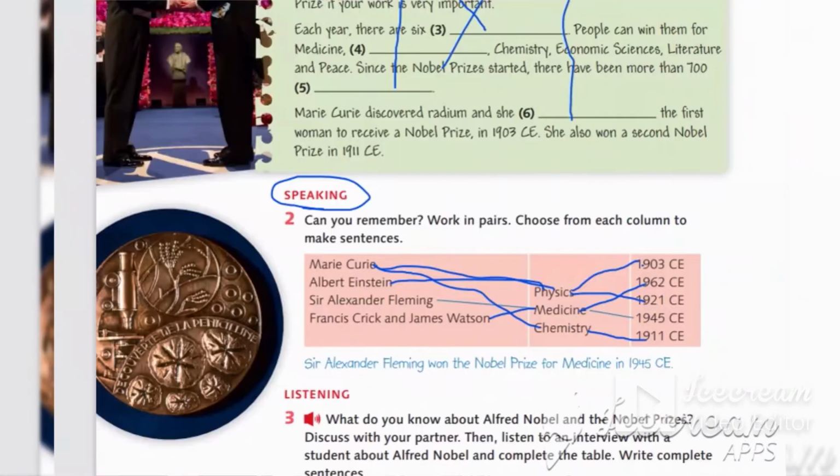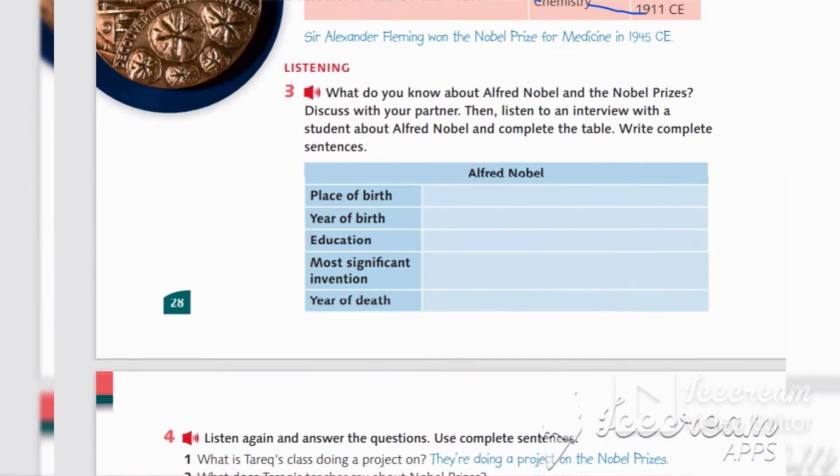Go now to the listening exercise. We have this exercise. Listening. What do you know about Alfred Nobel and the Nobel Prize? Discuss with your partner. Then listen to an interview with a student about Alfred Nobel and complete the table. Write and complete sentences. Now we have this table. First you will listen and then we will complete this table.